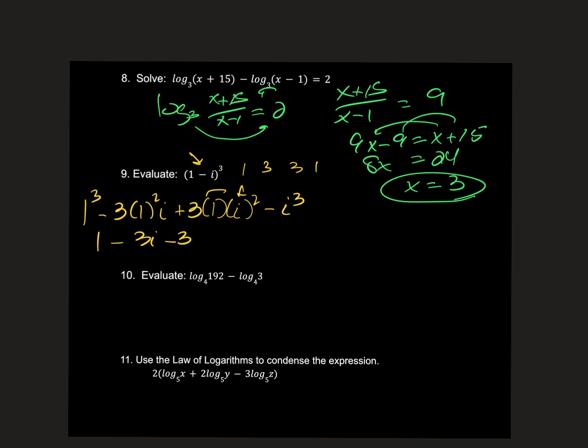And then i cubed. Now i cubed is a weird case. i cubed is really i squared times i. i squared is -1 times i would be negative i. So that's really minus negative i, which is plus i. I hope that makes some sense right there. You can go watch that again if you need to. 1 minus 3 is -2. Add your i's, it's also -2i. And that's where you got to stop.